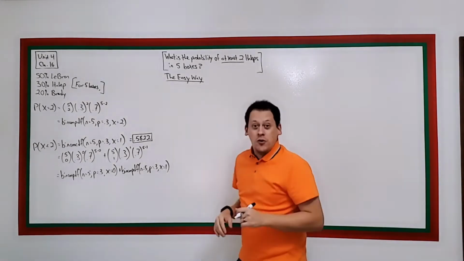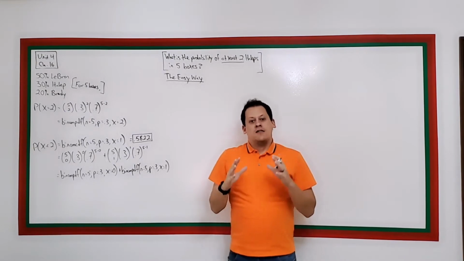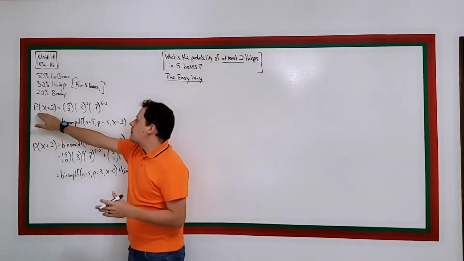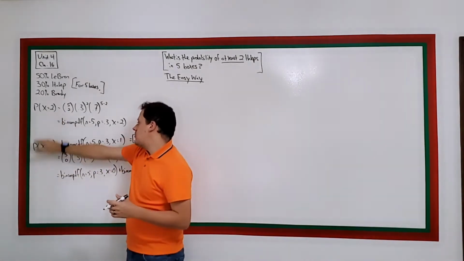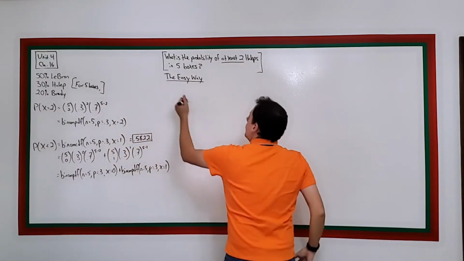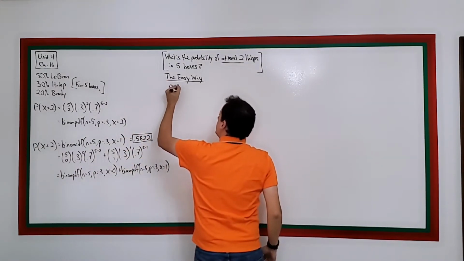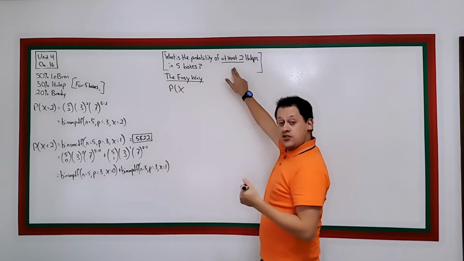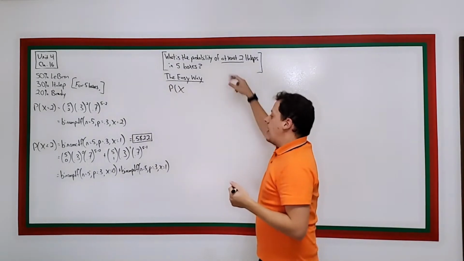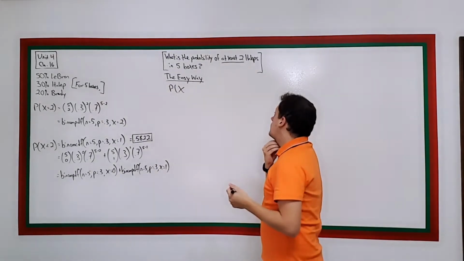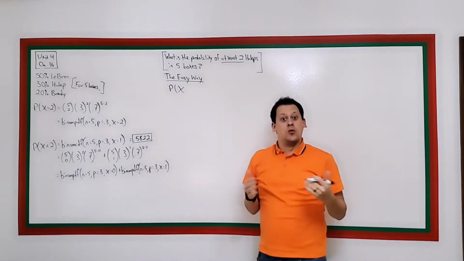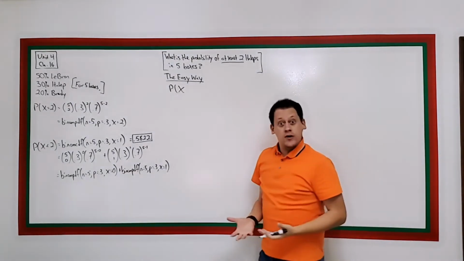The easy way to approach this problem is, first, let's write our probability statement. So instead of equal to or less than 2, we want the probability of what? That x is at least 2. So how do we write that as an inequality? Well, at least 2 is the same as 2 or more, so greater than or equal to 2.